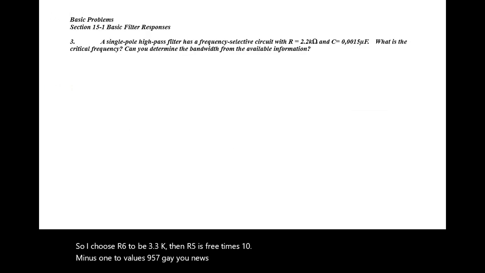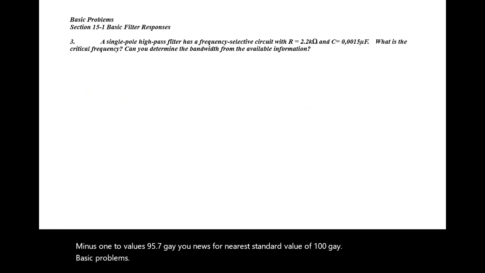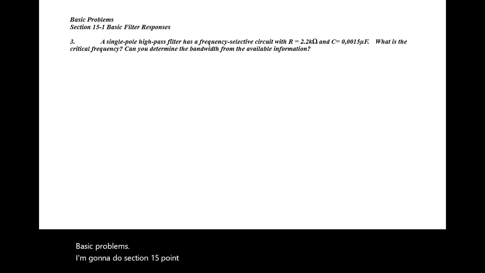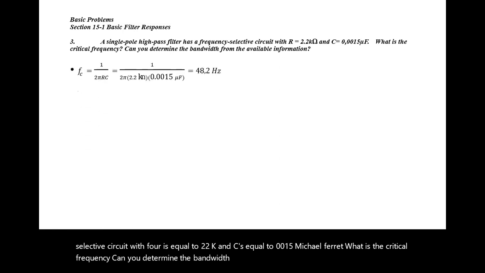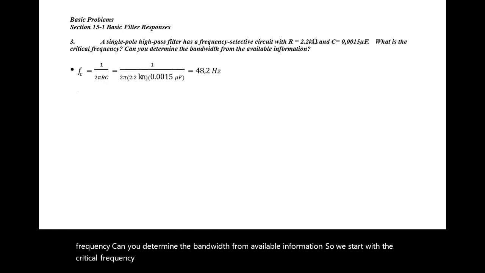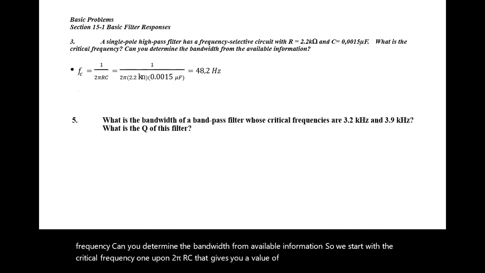Basic problems. I'm going to do section 15.1 number 3. A single pole high pass filter has a frequency selective circuit with R equal to 2.2K and C equal to 0.0015 microfarad. What is the critical frequency? Can you determine the bandwidth from the available information? So you start with the critical frequency, 1 upon 2 pi RC. That gives you a value of 48.2 Hertz.